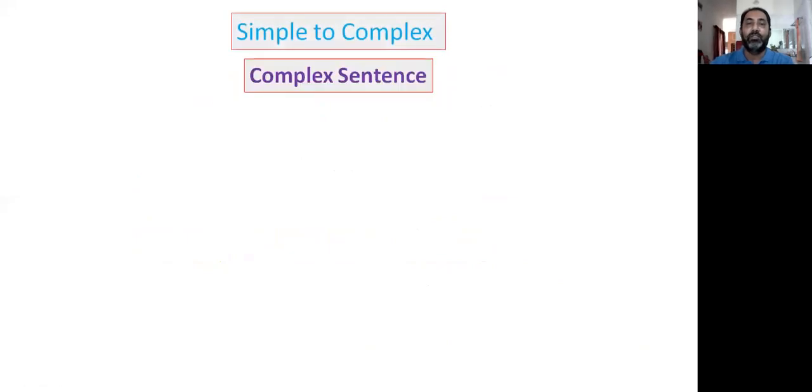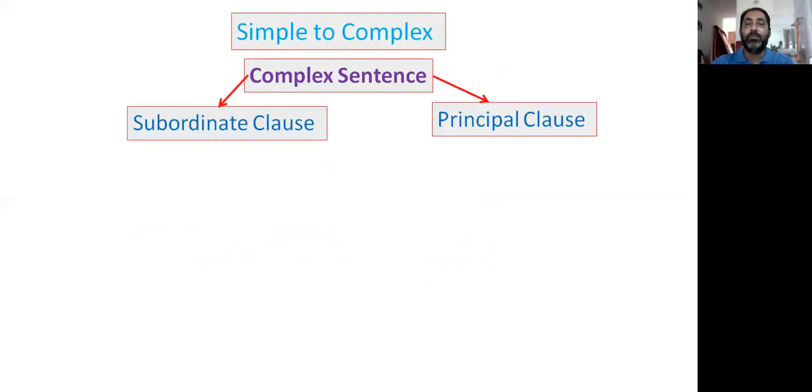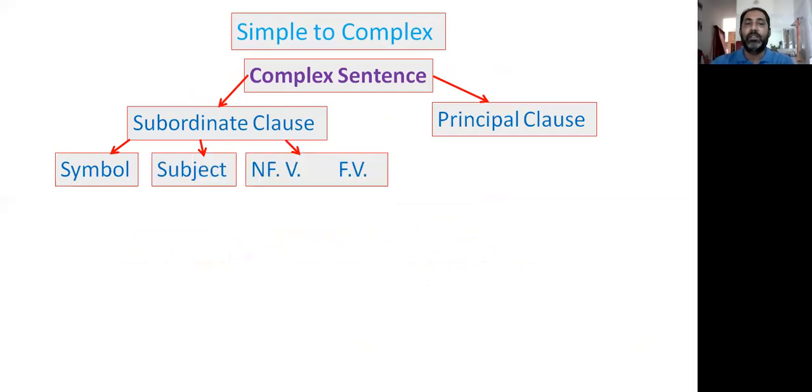Complex sentence. In a complex sentence, there are two clauses: subordinate clause and principal clause. How to form a subordinate clause? At first, symbol, then subject, then non-finite to finite verb. Symbol means subordinating conjunction.